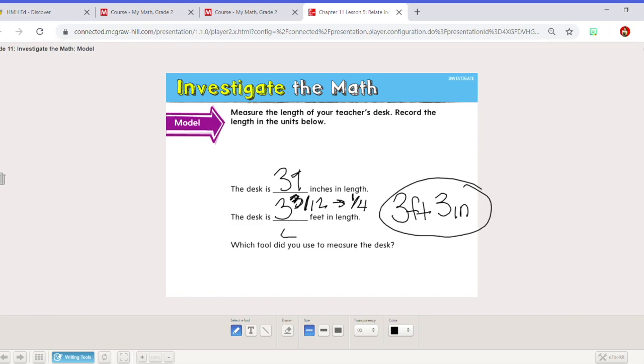It'll probably be easiest to show the relation with feet and inches instead of using fractions, because we haven't quite gotten to the fractions yet. So which tool did you use to measure the desk? I used a tape measure. If you have one at home, I recommend using a tape measure.